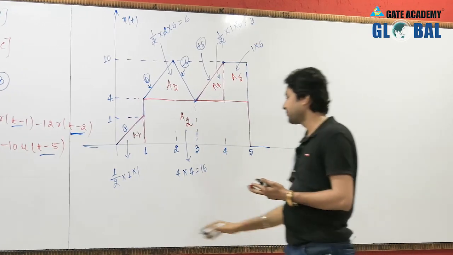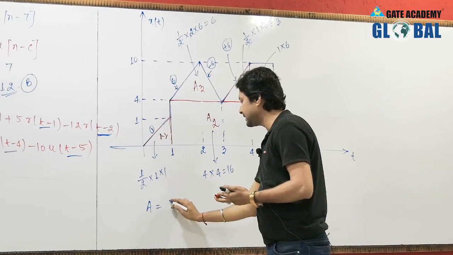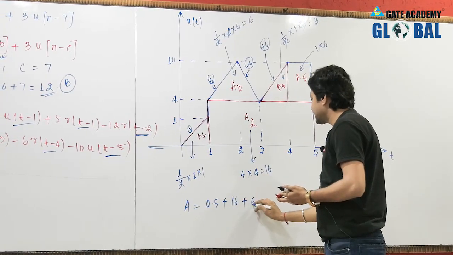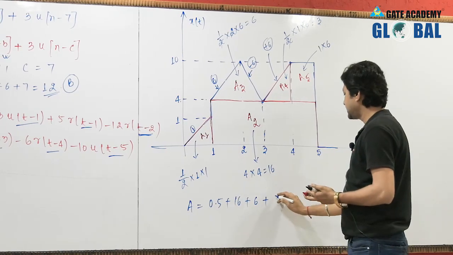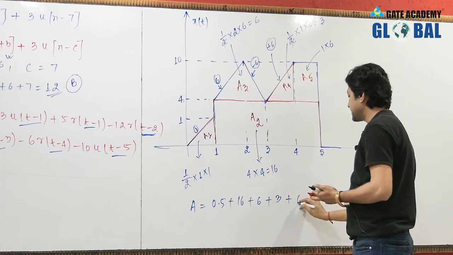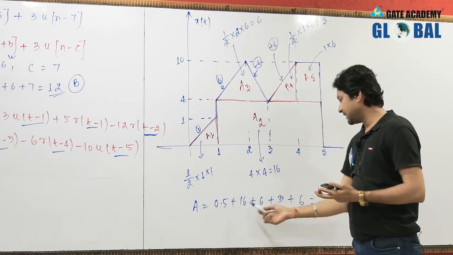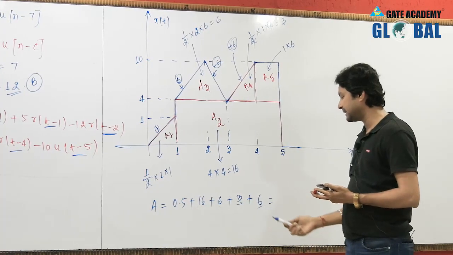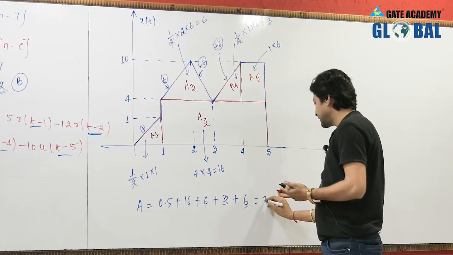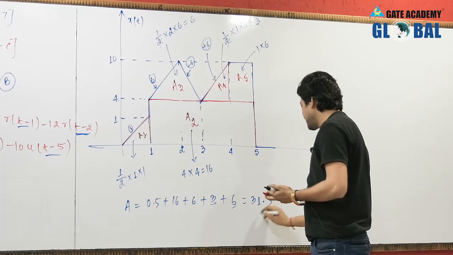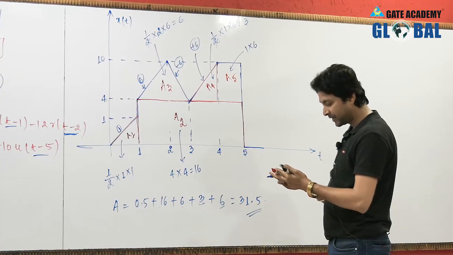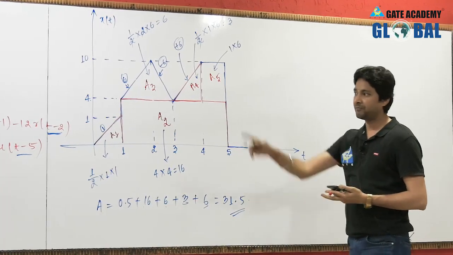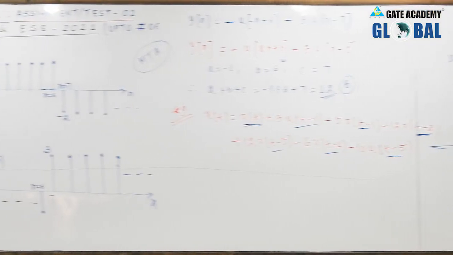So the total area A equals A1, that is 0.5, plus A2, that is 16, plus A3, that is 6, plus A4, that is 3, and plus A5, that is 6. Therefore it is 16 plus 6, 22, plus 3, that is 25, plus 6, that is 31.5. So the total area is 31.5 square units, and it is the correct option for question number 9. So the correct option for question number 9 is 31.5. Please rub those portions.